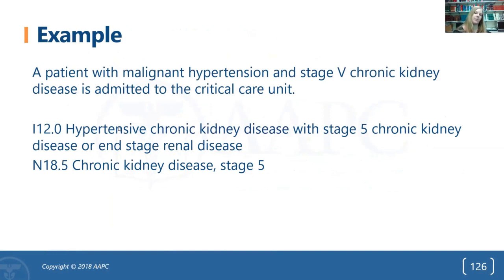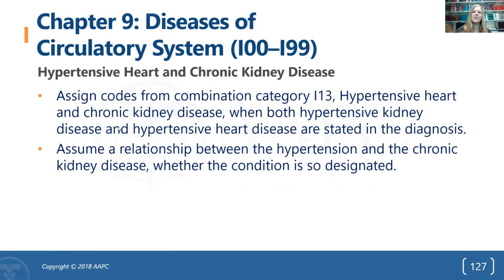So let's look at this example. A patient with malignant hypertension and stage 5 chronic kidney disease is admitted to critical care. That first listed diagnosis is I12.0, hypertensive chronic kidney disease with stage 5 chronic kidney disease or end-stage renal disease. So that second code is N18.5 for that chronic kidney disease stage 5. According to the guidelines, you also assume a relationship between hypertension and chronic kidney disease when both are stated in the diagnoses. Here, we assume with chronic kidney disease, just as the guidelines allow for heart disease.